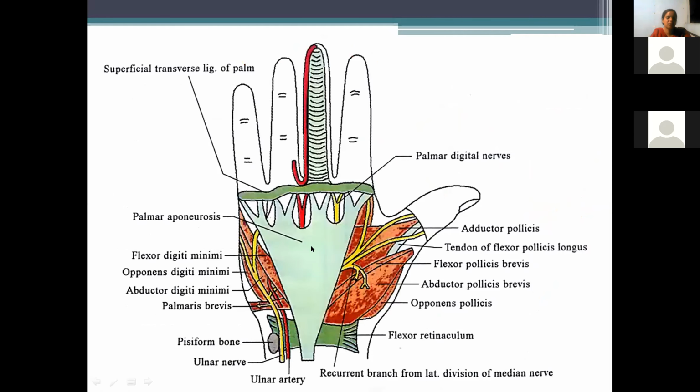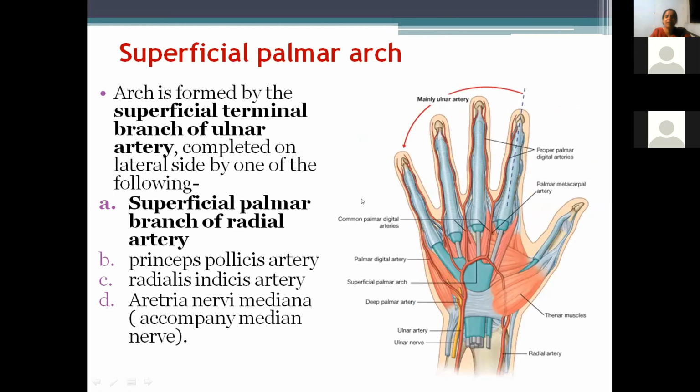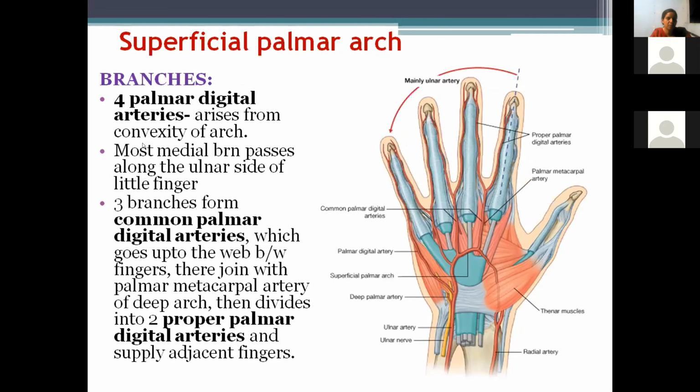Okay, but the theory will be in a little complicated language. If you understand, you can write it in your own words better. So the superficial palmar arch is formed by the superficial terminal branch of the ulnar artery, and laterally it can be the palmar branch of the radial artery, or sometimes, as I said, variations: princeps pollicis, radialis indicis. These are variations, not required.